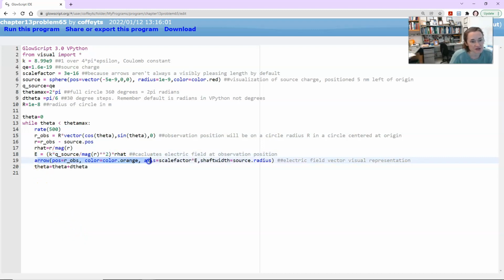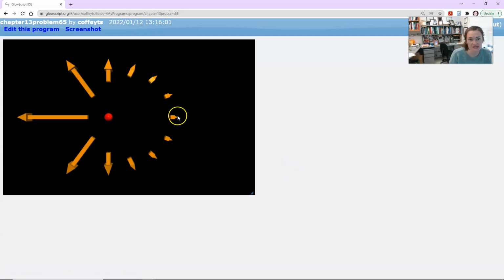After I visualize it, after I draw my arrow, I'm then going to increment my value of my angle by 30 degrees or pi over 6, and then it'll go back through. And it'll do that as long as theta is less than theta max, and so it'll walk in a full circle around, okay? Running the code again, you can see that's what happens here, okay? All right, so I hope that is straightforward and easy to understand.